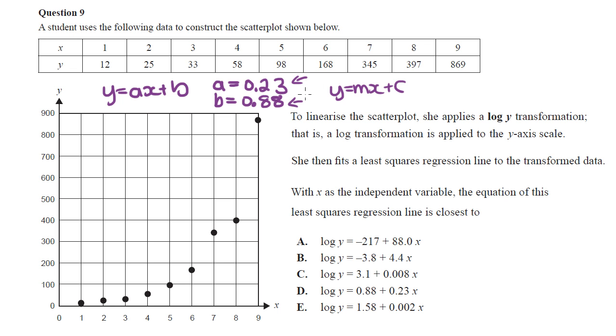So in y equals mx plus c, the c part here is 0.88 and the m part is 0.23. Instead of y we had log y, so that's what we need to phrase it as, which all of these have here. The part that's being multiplied by the x is 0.23, and the part that's added on as a constant is 0.88. So where are those numbers? They're here: 0.23 being multiplied by the x and a constant of 0.88 being added on. The answer is D.